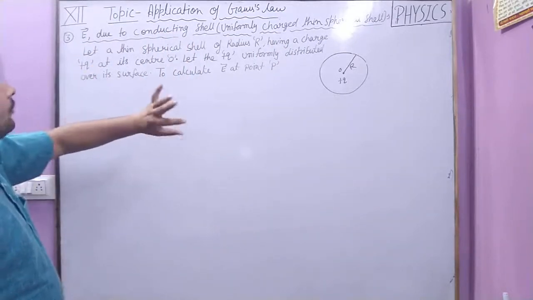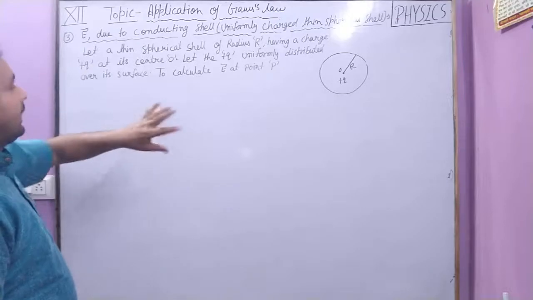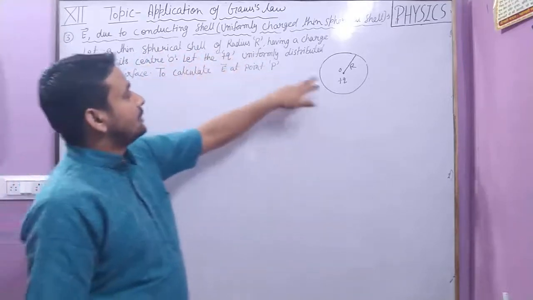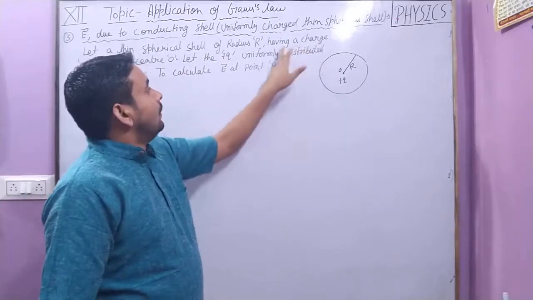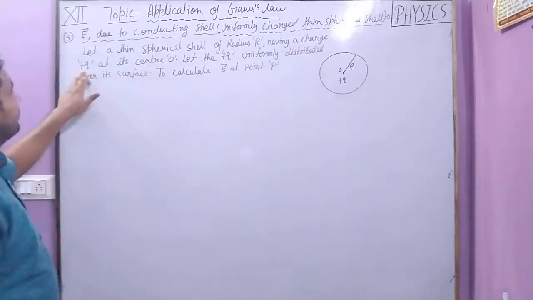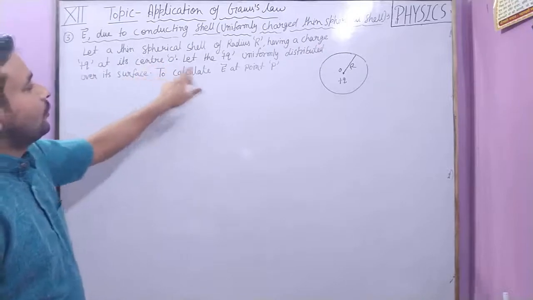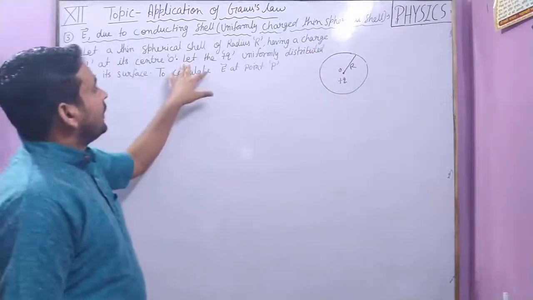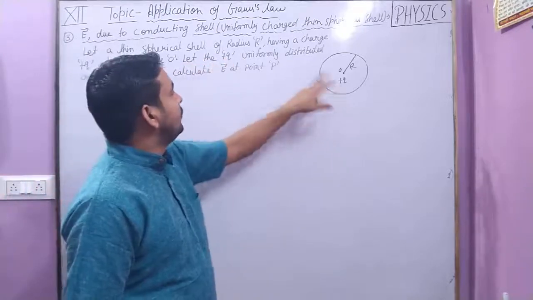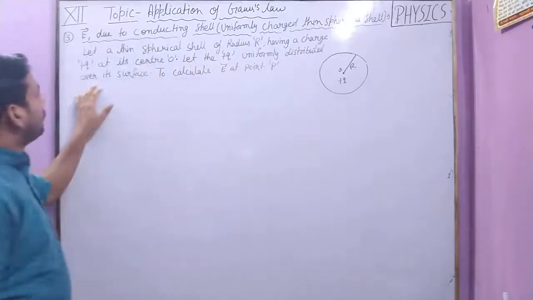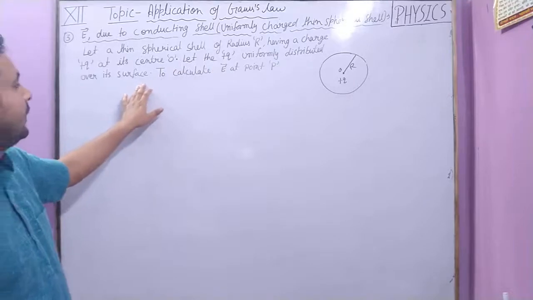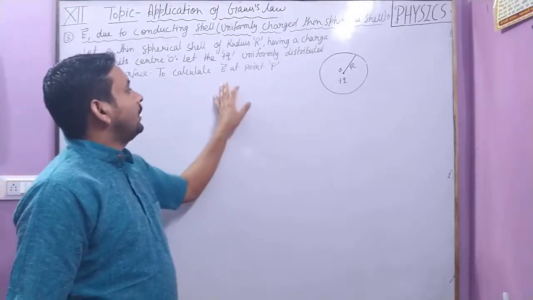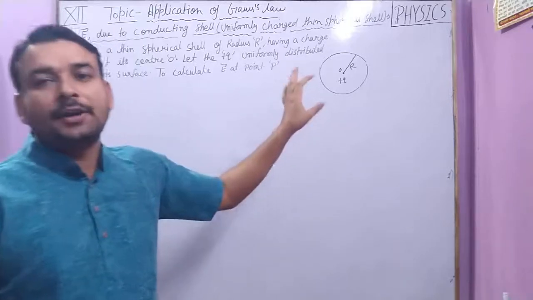For this, we consider a thin spherical cell of radius R having a charge plus q at its center O as shown here. Let the charge q be uniformly distributed over its surface. Now for this we need to calculate the electric field at any point P.